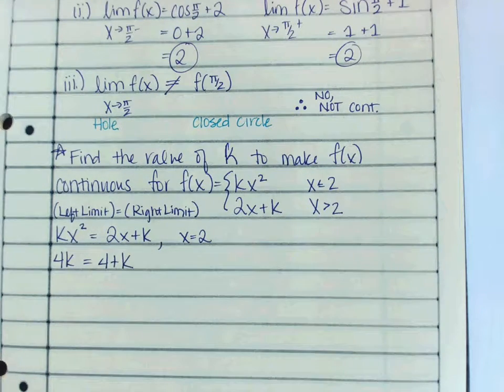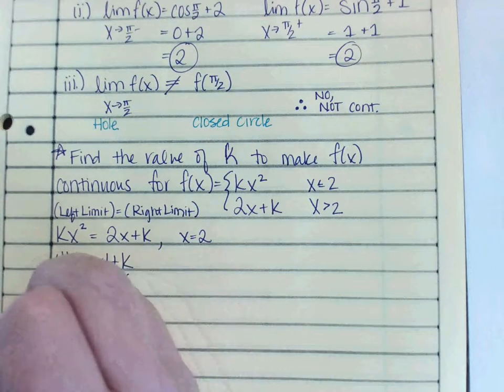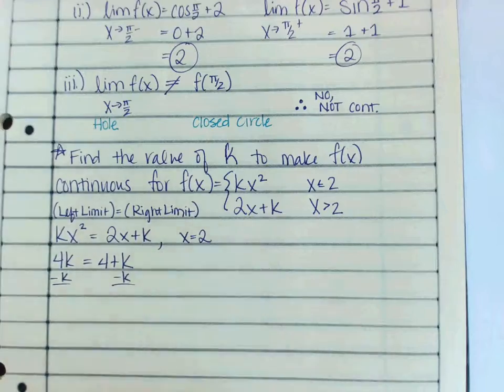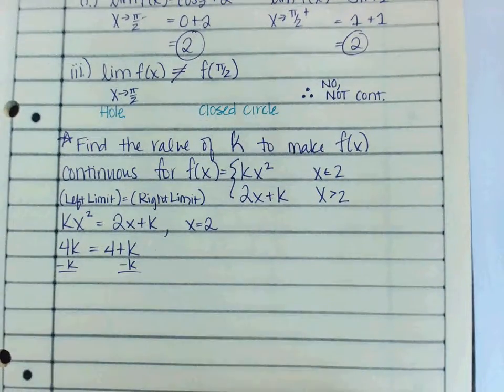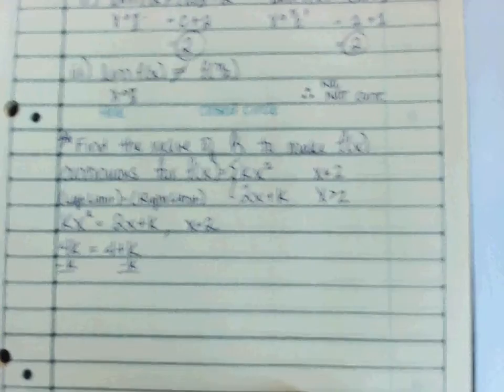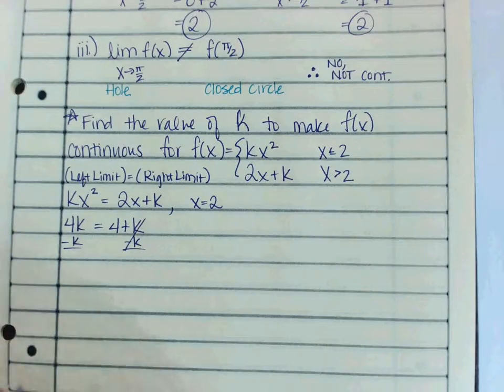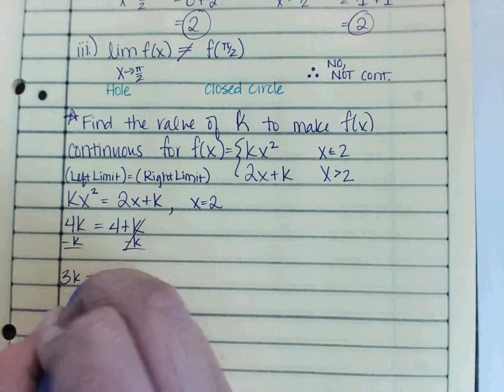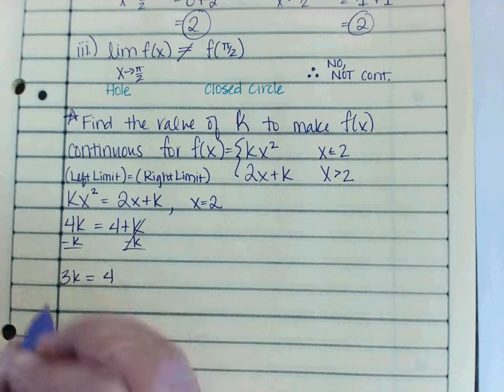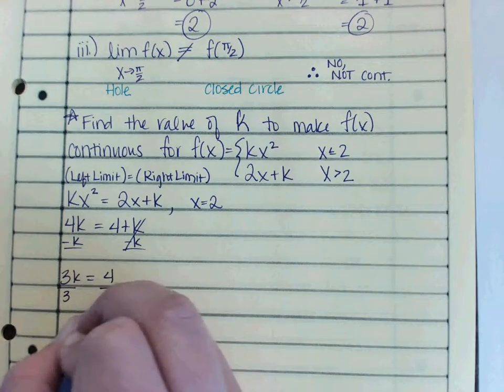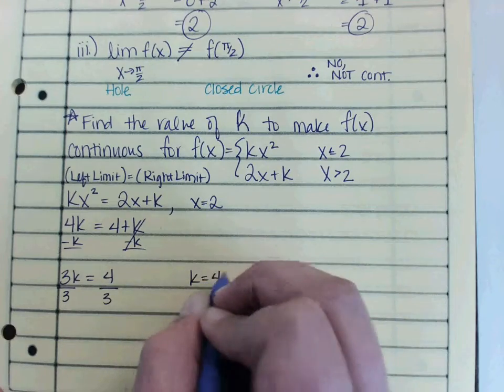Now what? Subtract the k, bring the baby to the mama. You move the littler one? Okay, so k's crossed out. What's 4k minus a k? Then 3k is 4. Divide by 3, k is 4/3. Good. You ready to try one?